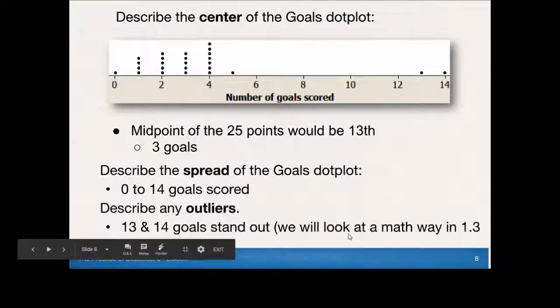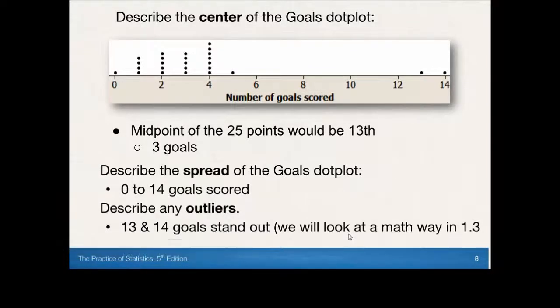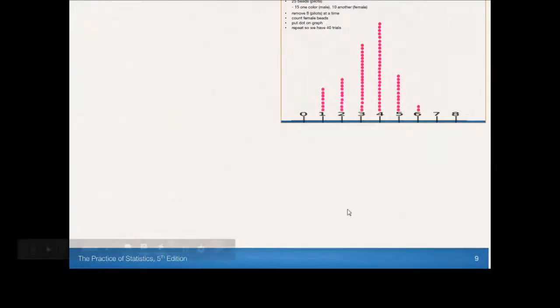Let's for a second go ahead and take a look at your data. So here's your data. Let's do the same thing and describe your data. Notice I neatened it up some from when we took the data. So let's describe the shape.